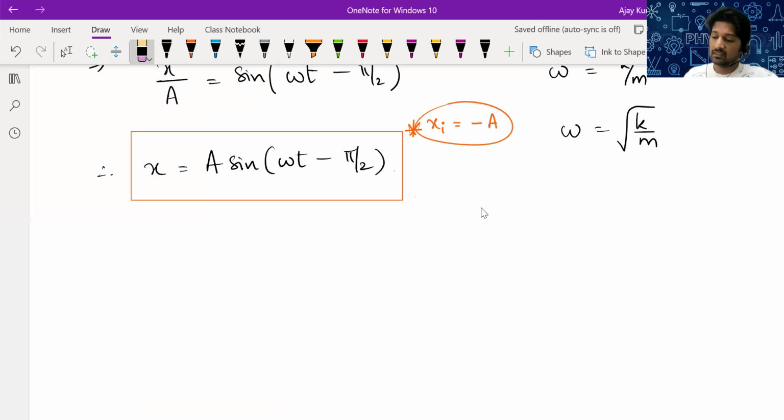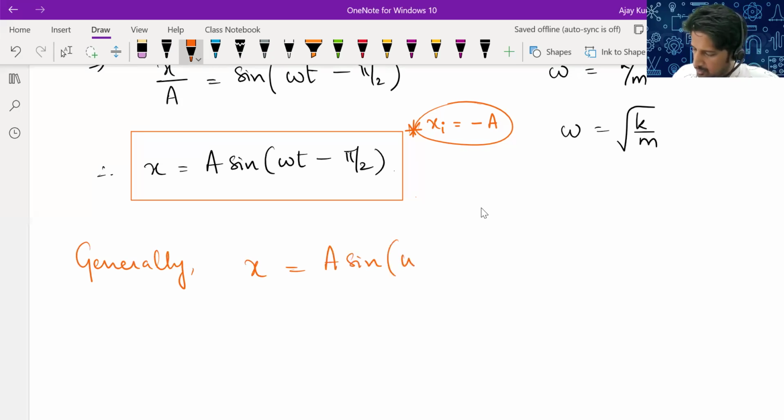That is why I'm saying the position time equation that we got depends on where the object initially is. Where you assume it is at t equal to 0, the equation changes based on that. We assumed it is initially at minus a, so we got an equation like this. Generally, the equation would be like this: x is equal to a sine omega t plus some constant.